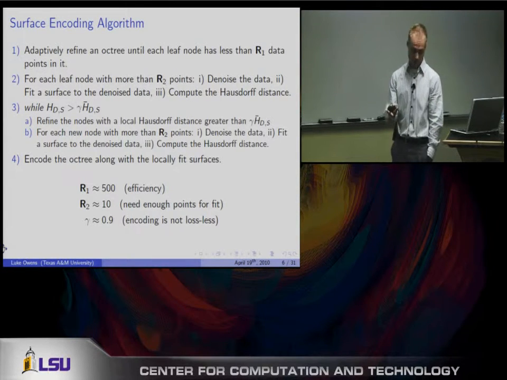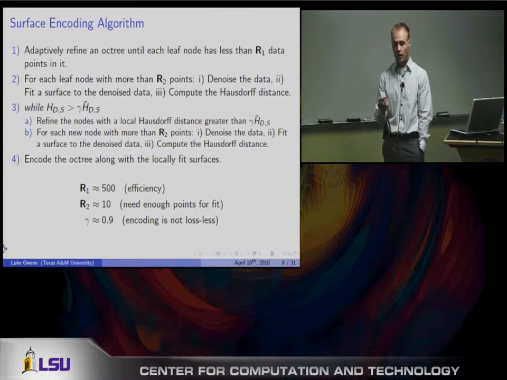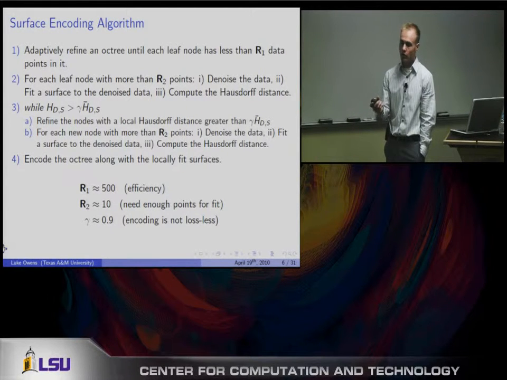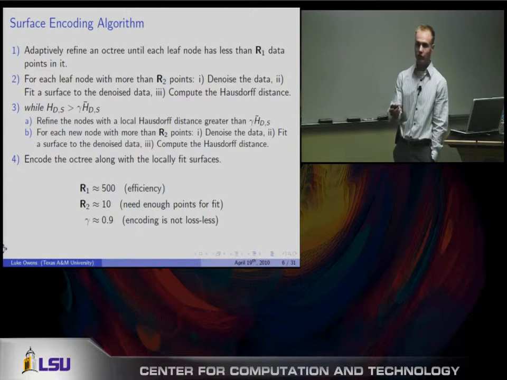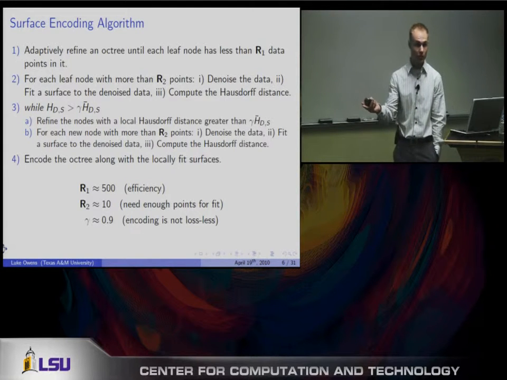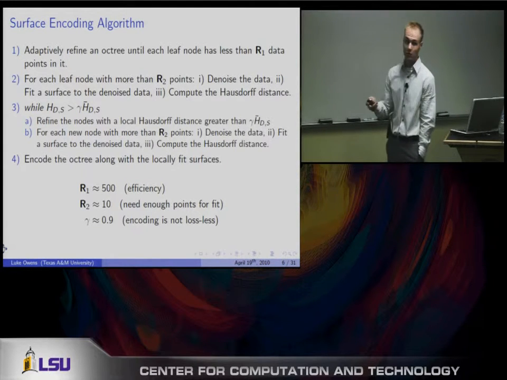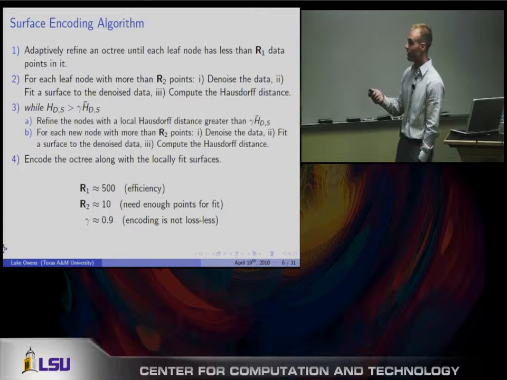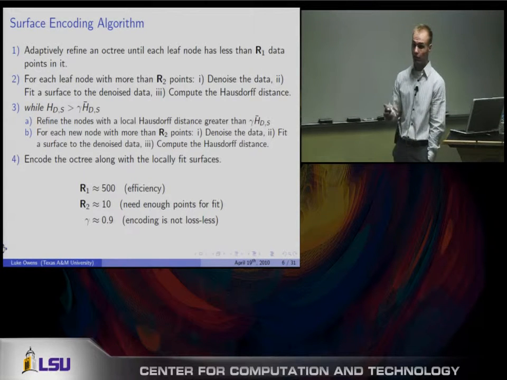You're guaranteed to get within your tolerance, right? Because eventually, if you wanted to, you could just refine so much until each cube is so small that the edge length of the cube is smaller than your Hausdorff tolerance, and there's a point in the cube. There, you're done. Right? Obviously we don't want to do that. It's not going to save us any bits or anything, but it is possible. So the algorithm is guaranteed to terminate. All right.